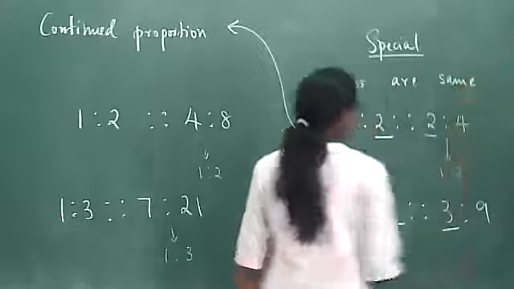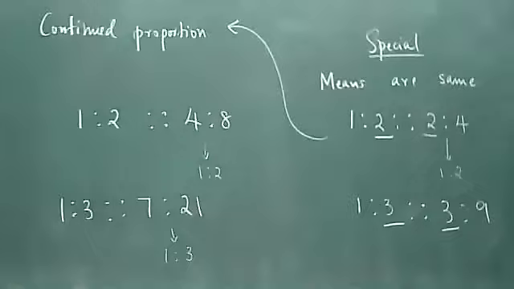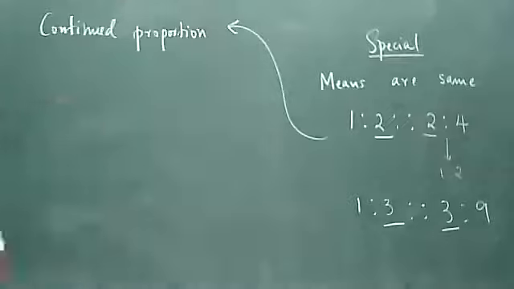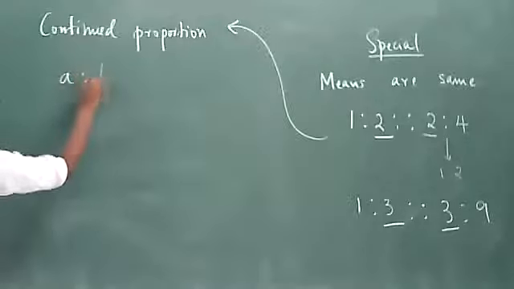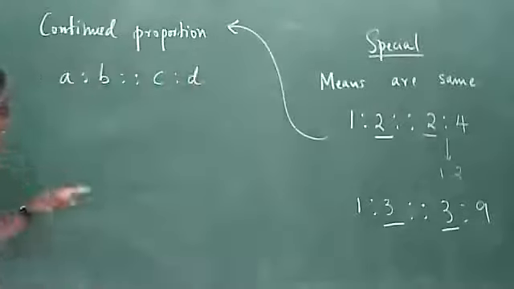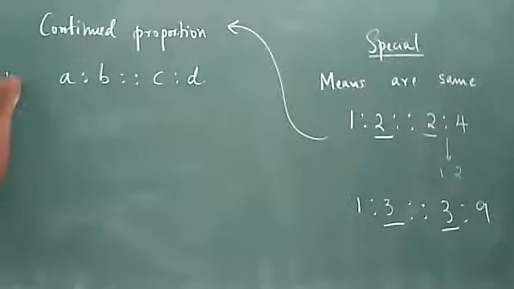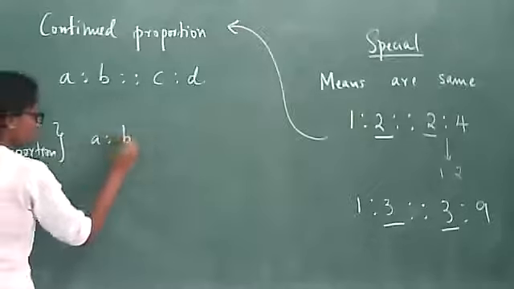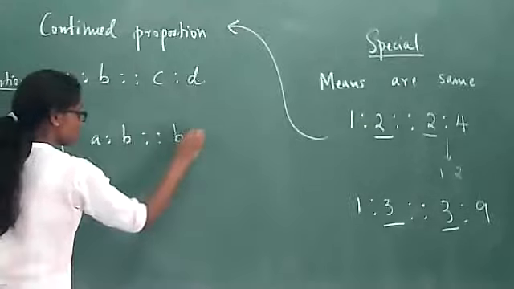So in this case, we can actually compute a formula, right? Let's say generally a proportion looks like this: A is to B is proportional to C is to B. But in case of a continuous proportion, it's A is to B is proportional to B is to C.